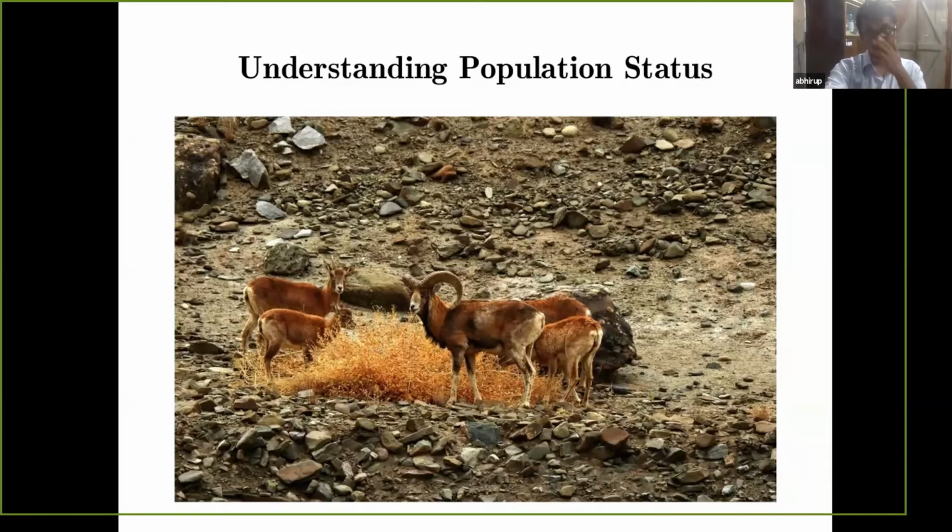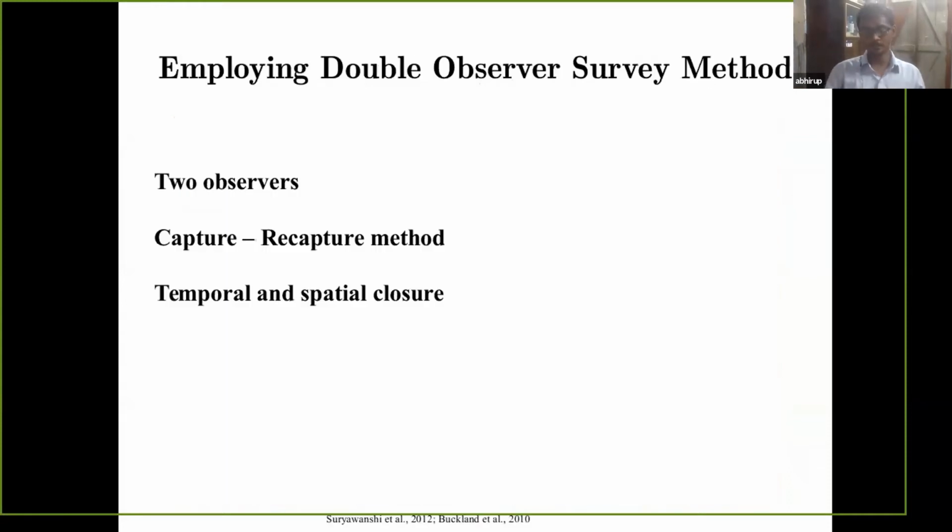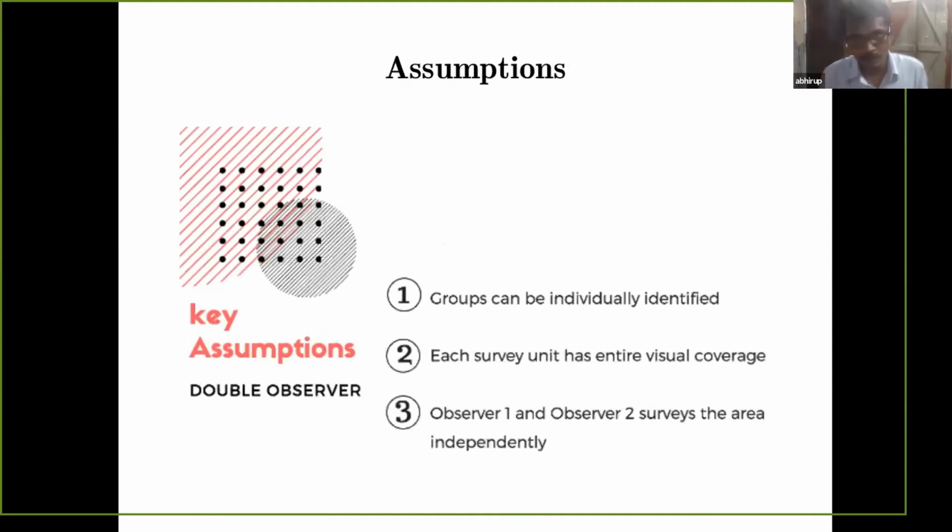So now we'll go into this population status work, and we use the double observer survey method. As we all know now, it is one method where we use two observers, and this is actually a capture-recapture method, where detection by one individual is a recapture by another individual. It also assumes temporal and spatial closure, and you will know these are the assumptions Muni must have told you earlier.